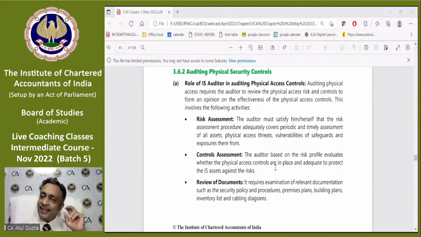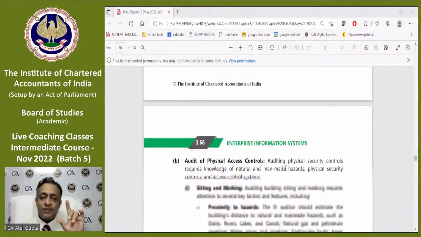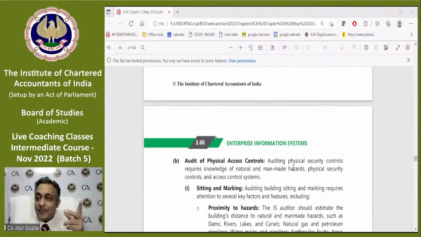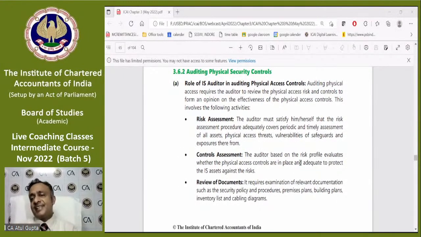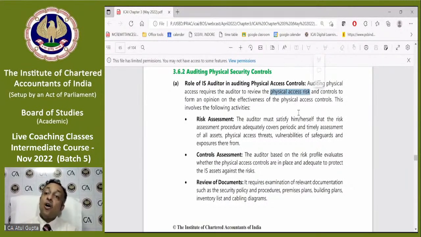First, I'll read the headers. Audit of physical security control. The role of the IS auditor in physical security control, then audit. Same aspect, now this role is elaborated. Auditing physical access control requires the auditor to assess the physical access risk. What physical access risk is there? The auditor needs to make an assessment of that.